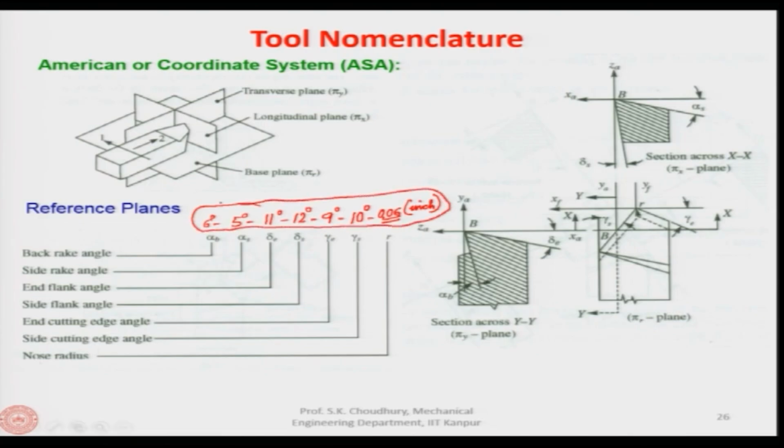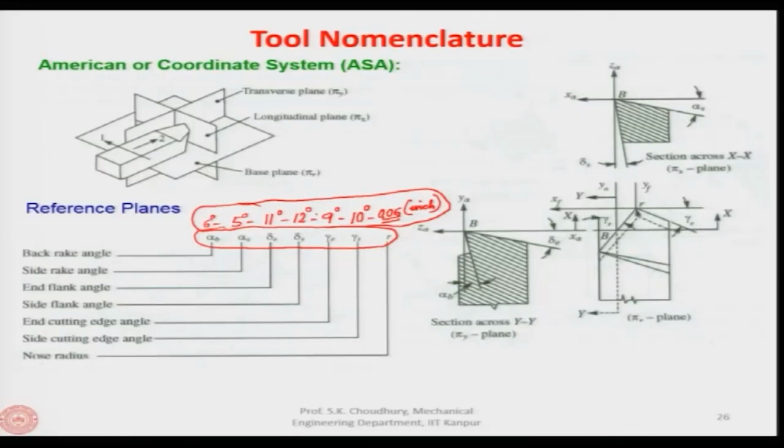And from here you have to understand that the first one is the back rake angle, the second one is the side rake angle, and so on in this sequence as it is given here. So, if you purchase the tool, you will see that the tool specification will be given in this sequence, and you will not be told which one is what. So, you have to know that in this sequence, this is the side flank angle, this is the side rake angle, and so on.